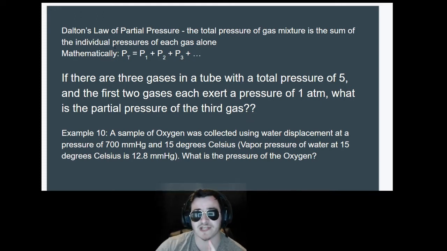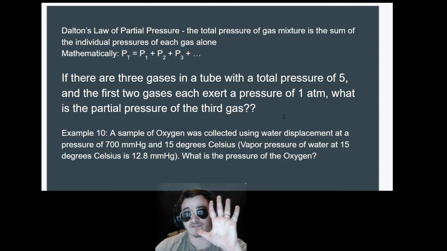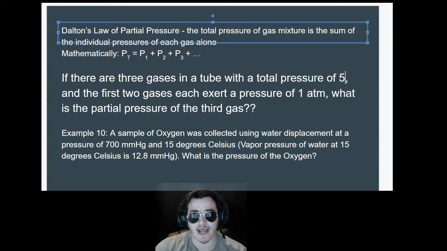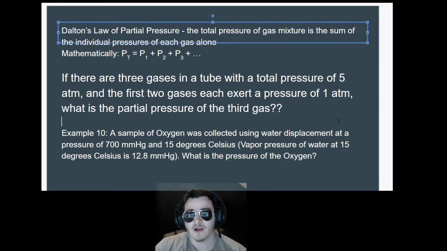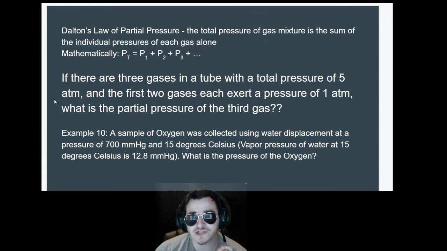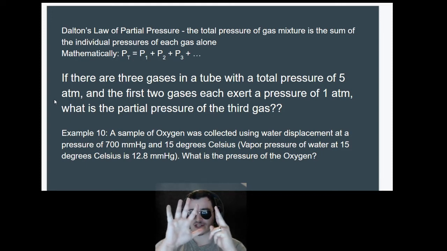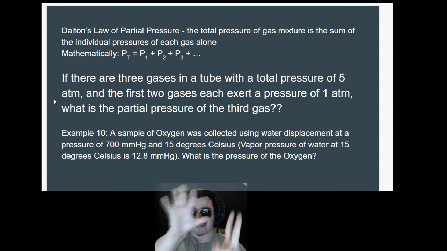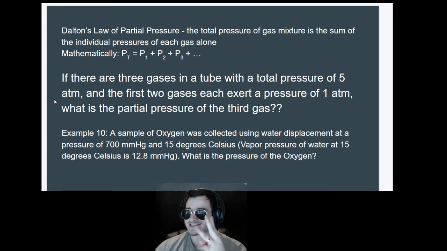So let's see what a couple of these examples could look like. They could be super simple like this one right here. If there are 3 gases in a tube with a total pressure of 5, they didn't even give a unit, let's just say 5 ATM, let me add that right here. Look at this, editing on the fly. The first 2 gases each exert a pressure of 1 ATM, 1 plus 1, and there's 3 gases, and it's a total pressure of 5 ATM. Well, how do we get 2 to 5? Oh my goodness! The third gas has a partial pressure of 3 ATM.